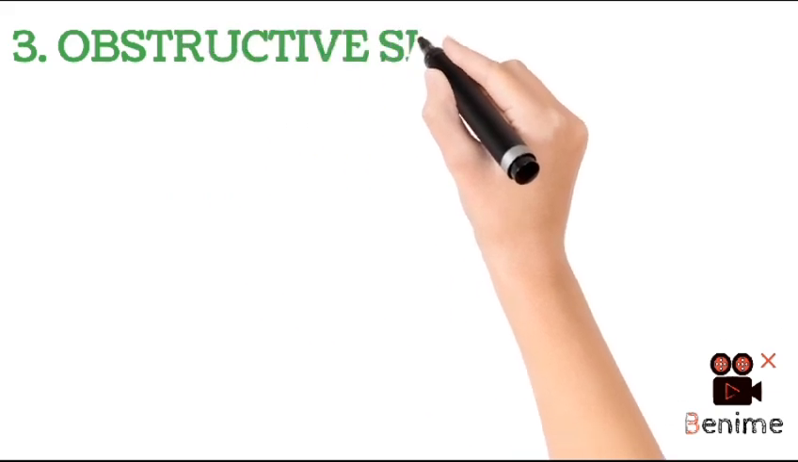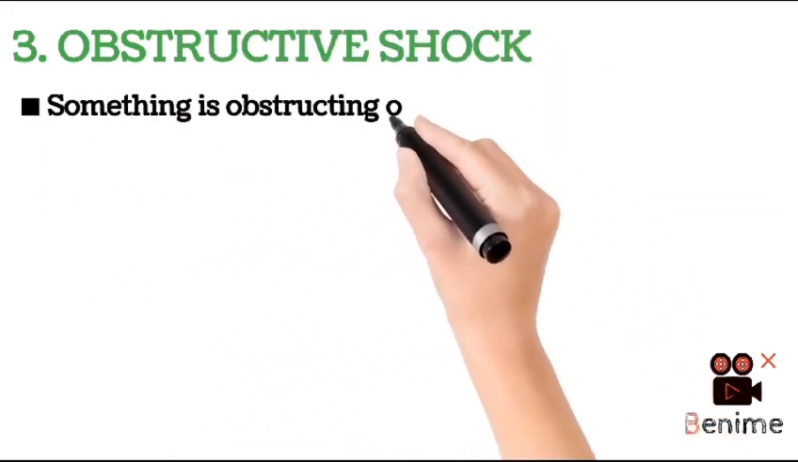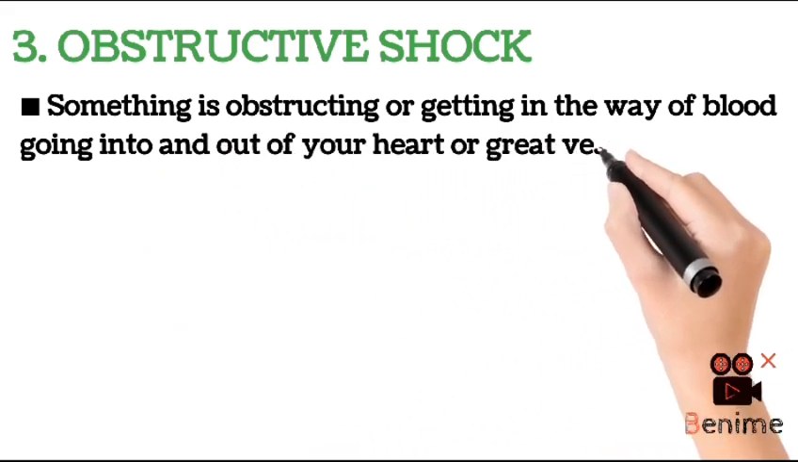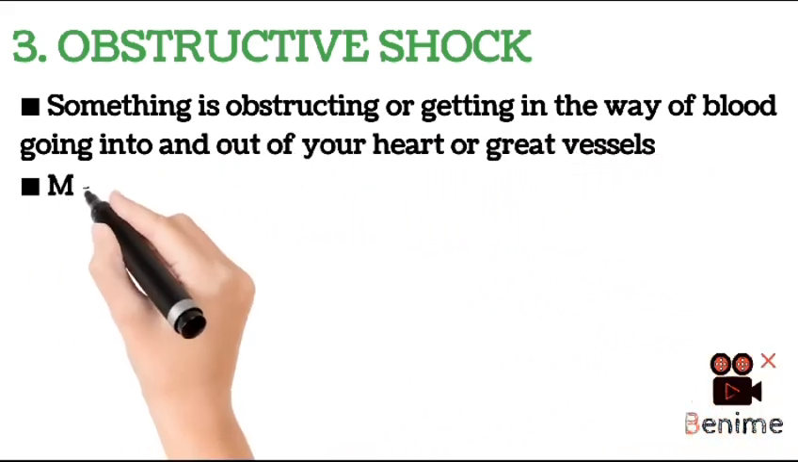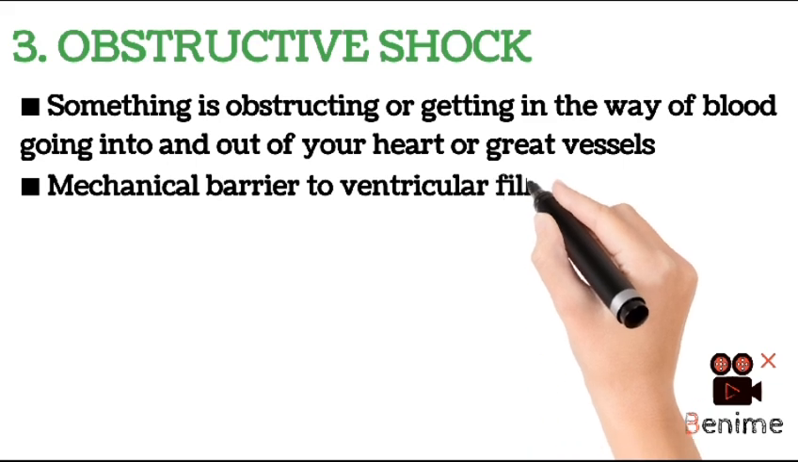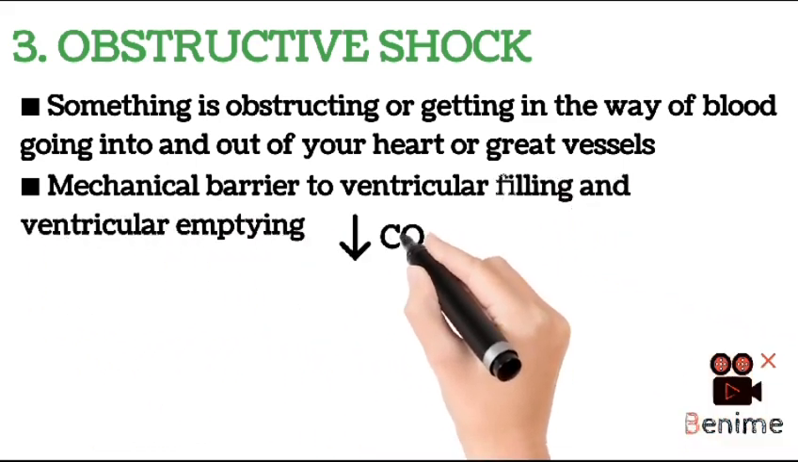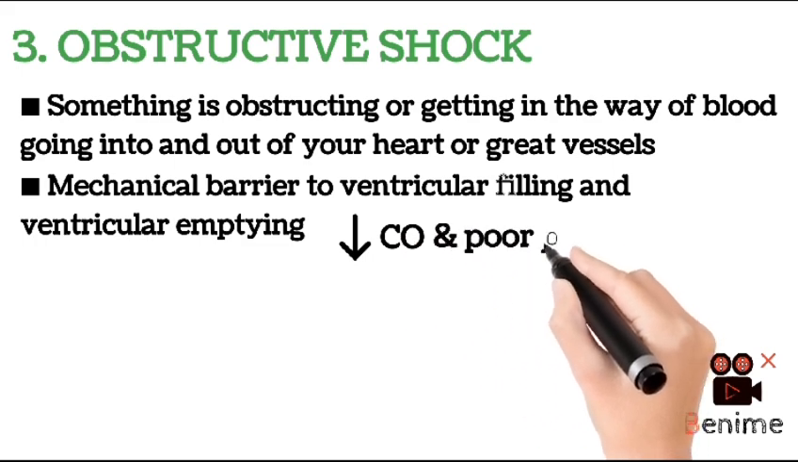3. Obstructive shock. With obstructive shock, something is obstructing or getting in the way of blood going into and out of your heart or great vessels. Mechanical barrier to ventricular filling and ventricular emptying. It results in decreased cardiac output and poor perfusion at tissue level.